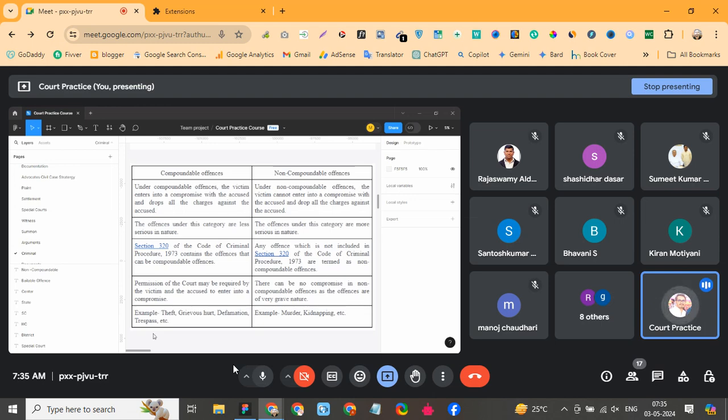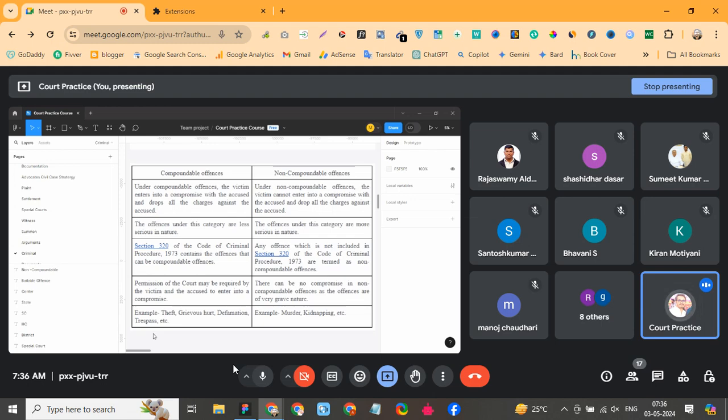the court is going to allow, by virtue of the permission of the victim, any person who is the opponent party or the accused to be discharged from that particular offense. But many times this depends on the permission of the victim, and even with the permission of the victim, there should be a grant from the court. So this is the first part that we can call a compoundable offense.